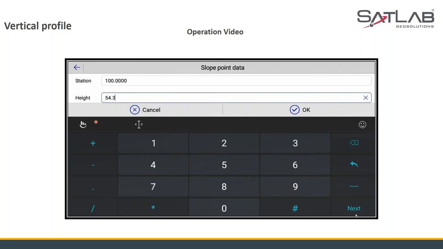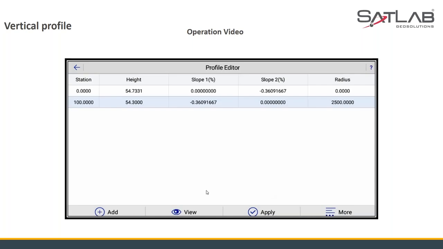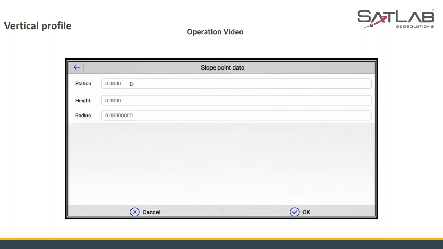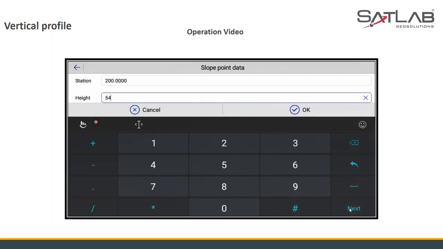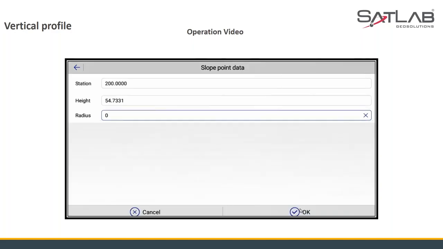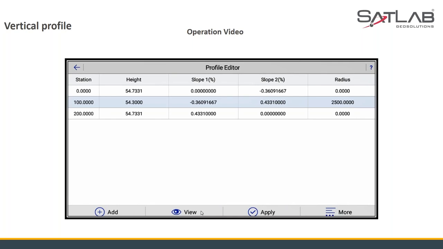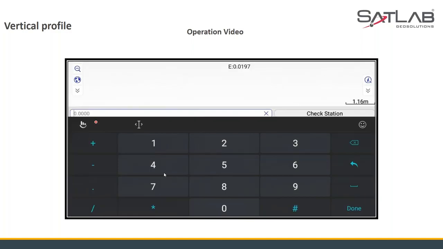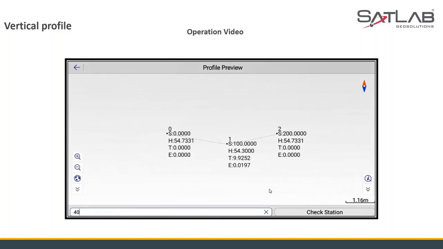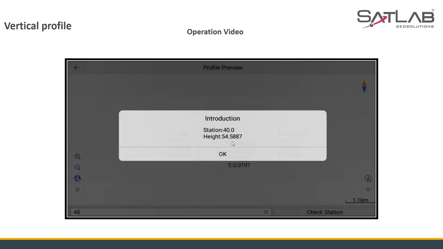After that, the second point, say for example, we have started it again just to show you. The radius will be zero. At the second point, is it station 100? After that, I have to give the height, because it's a sag, so the height will be less than the point before, that's 53.3 only, 54.3 only, sorry. And after that it comes back to normal, 54.7331.